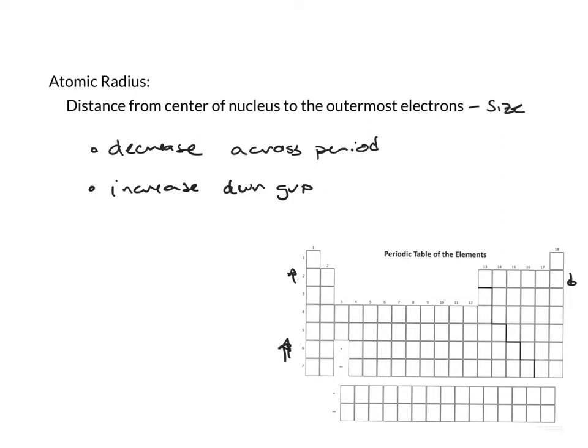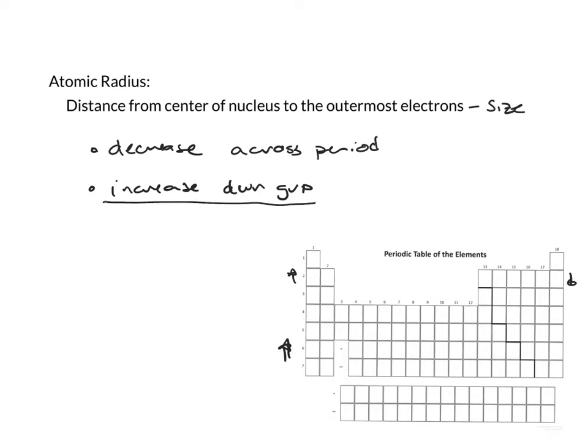That pattern holds true for the representative elements. These guys in the middle have a little bit more variation, but for the most part, radius decreases across a period and increases down a group. So let's think about this increasing down a group thing, okay?